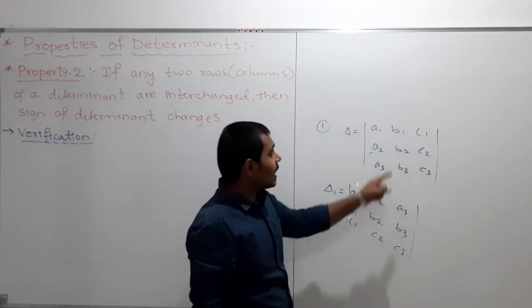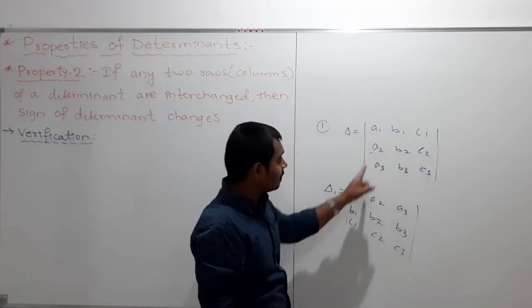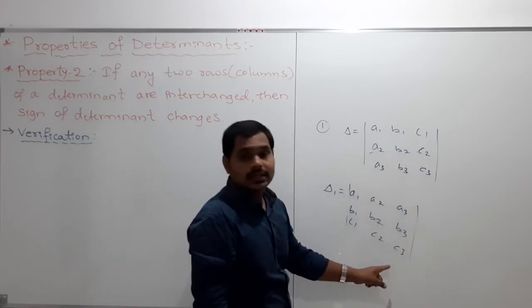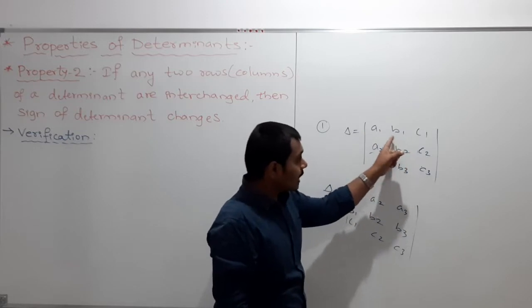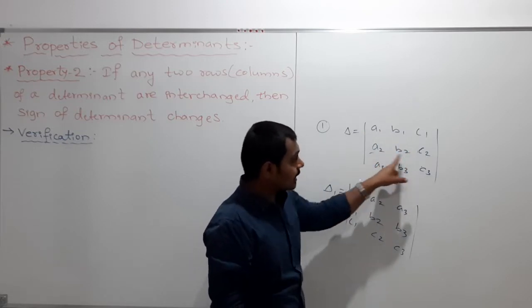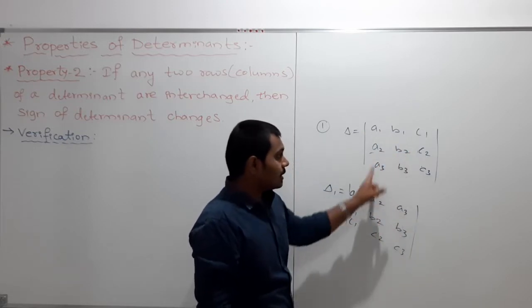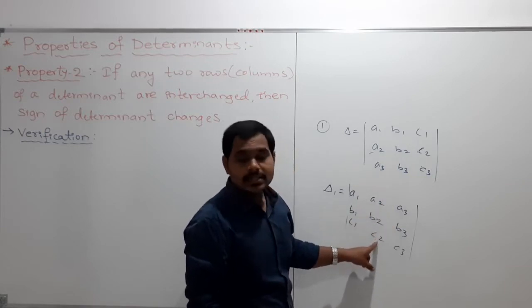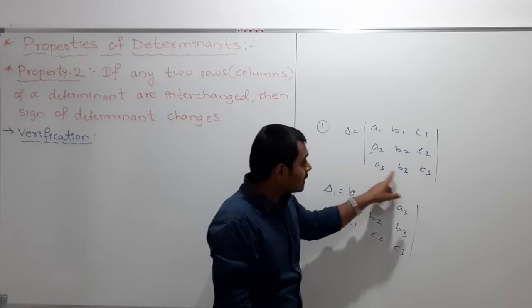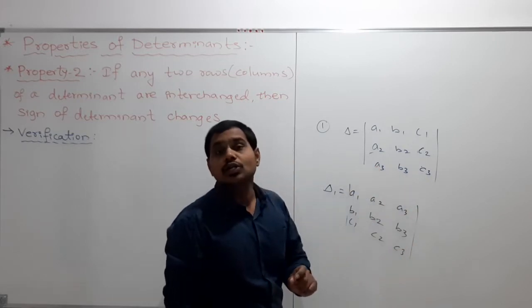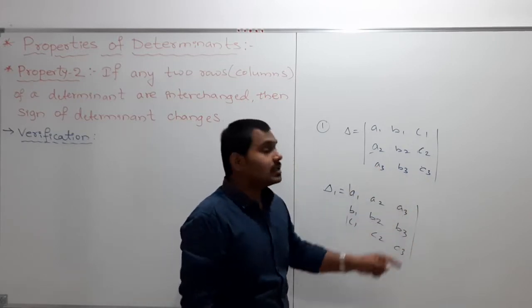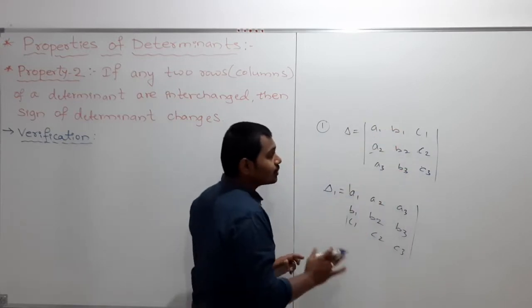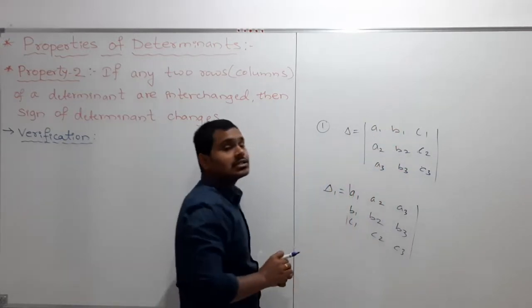Clear? So whatever I have as the first row, I am writing it as the first column, the second row as the second column, the third row as the third column. So the first row I write as column 1, the second row A2, B2, C2 as the second column, and the third row as the third column. So if you interchange rows into columns, my dear students, we already know the transpose of a matrix.